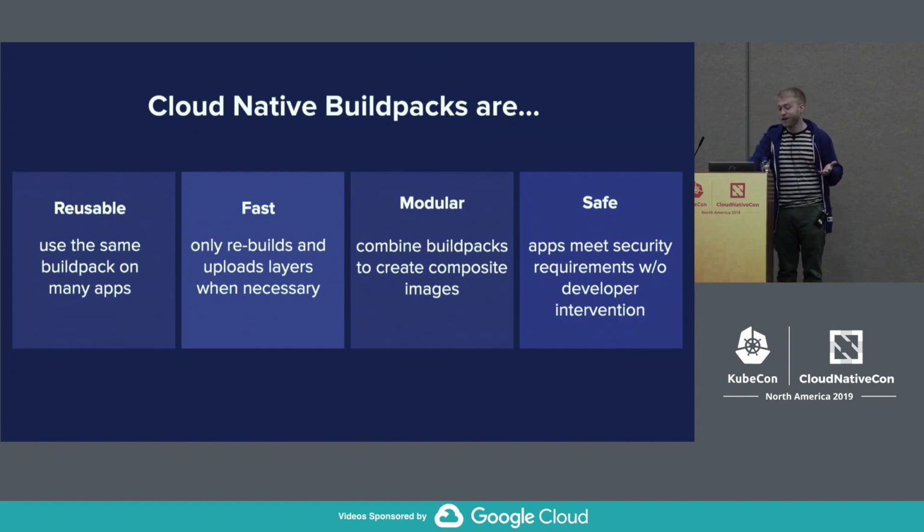We really like Cloud Native Buildpacks because we think they're reusable. They reuse dependencies, they reuse layers. They're very efficient in how they do data deduplication. They're fast because they only rebuild the stuff that's necessary. They're modular because you can create individual build packs that are very single purpose. And they're safe because you can get build packs that are trusted by a vendor that knows what they're doing and can guarantee that they're configuring your app in a secure way. And that's it.